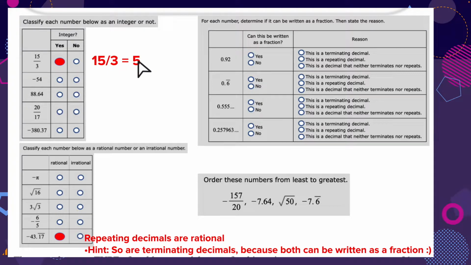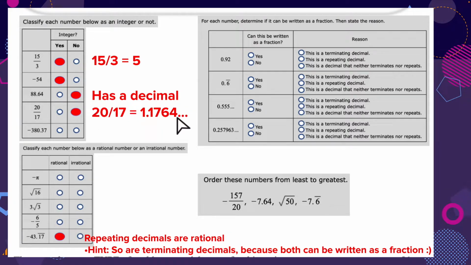Negative 54, no decimal, so that is also a fraction, and also an integer. We see a decimal place here, so this is not an integer because it has a decimal. 20 divided by 17, if you actually did the division here, you'd get a funky decimal that goes on and on forever. So this is not an integer. It's not even rational. This would be irrational. And then I can also see another decimal here, so this would be a no. It has a decimal. So this is just simple. Does it have a decimal or does it not have a decimal?